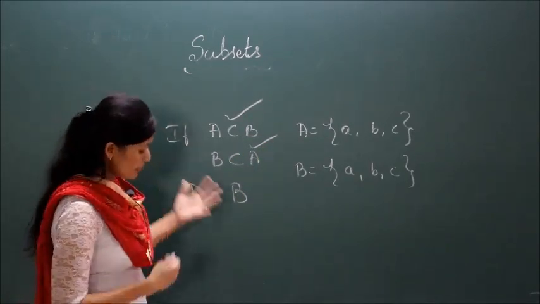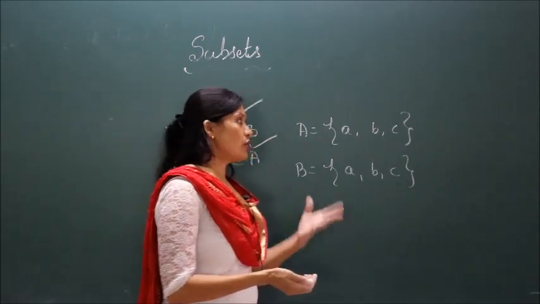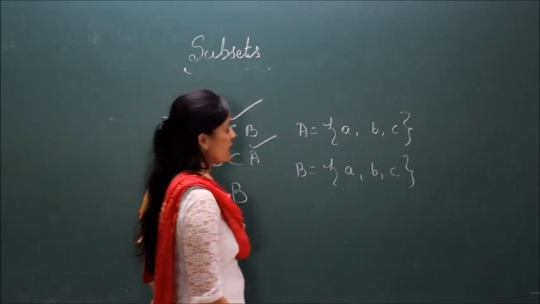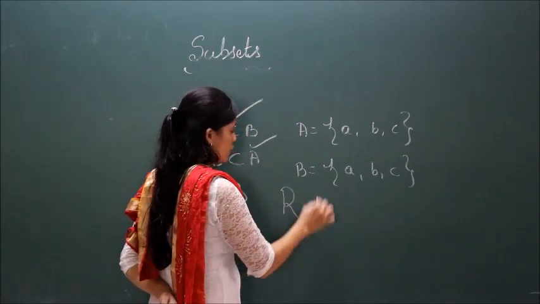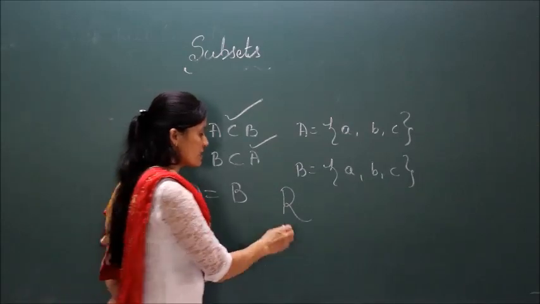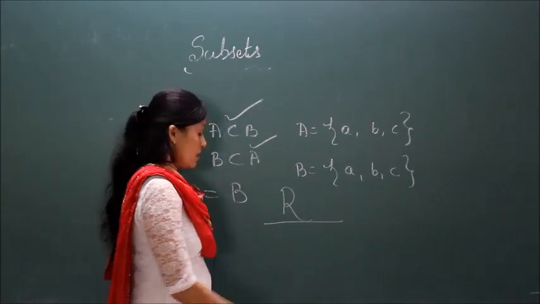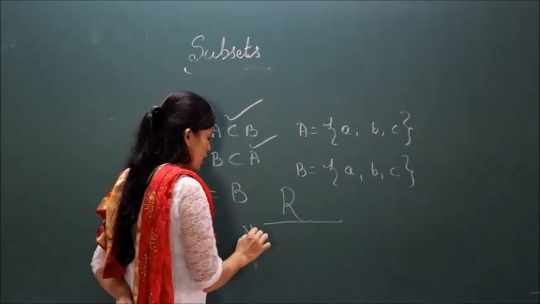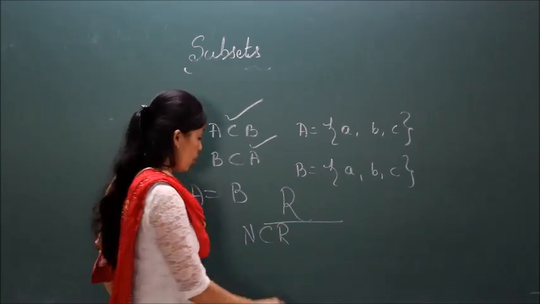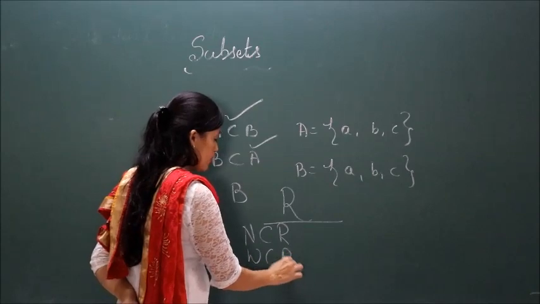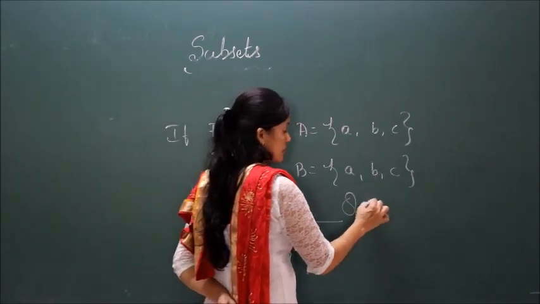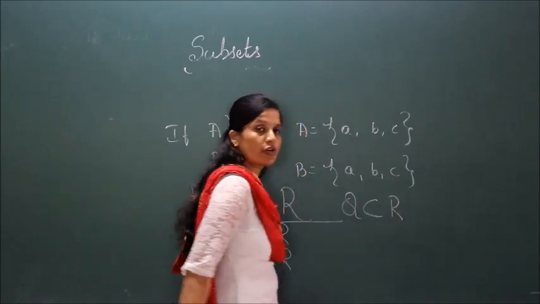So now we can give so many examples for these subsets. If I consider the set of real numbers, R, this is the biggest set. If I take the set of natural numbers, it is contained in R. Whole numbers are also a subset of R. Rational numbers are also a subset of R.